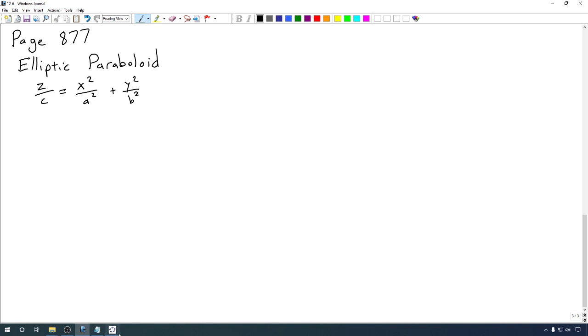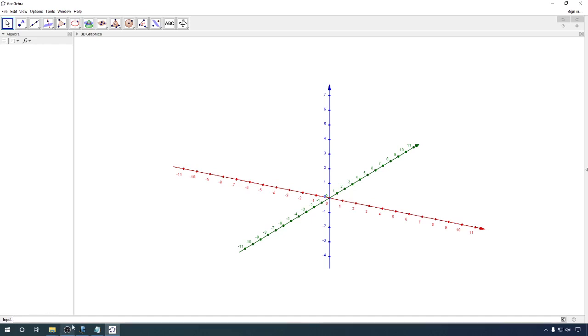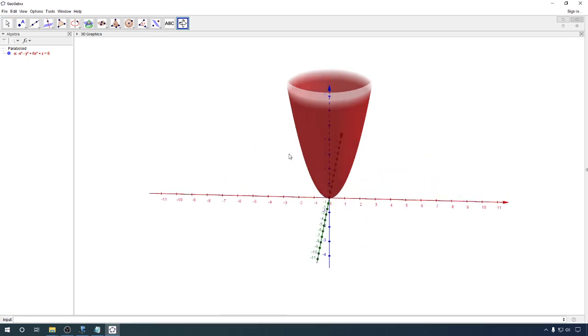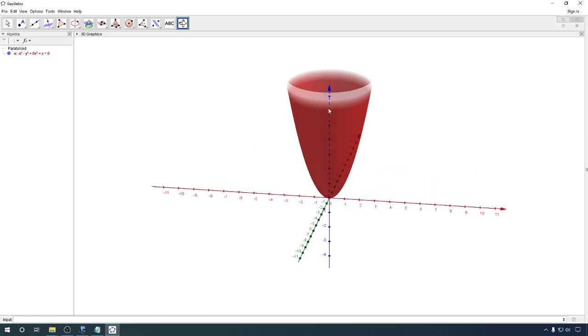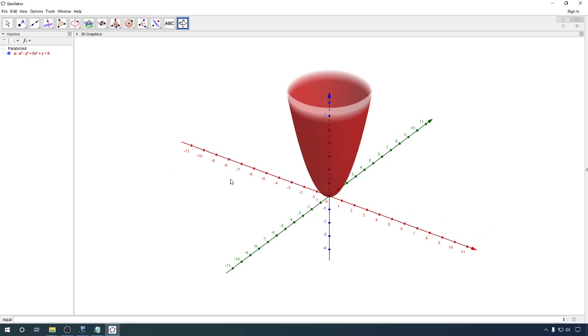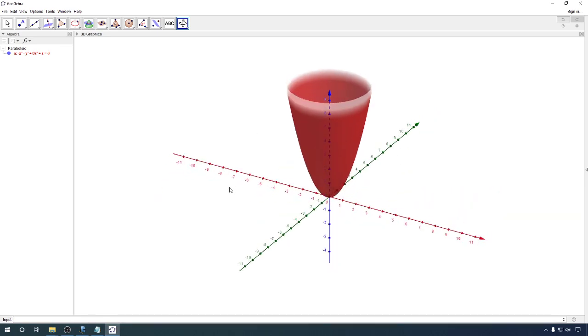So if we want to graph something like that, let's just make a, b, and c all equal to 1. So z equals x squared plus y squared, and we get a surface like this. Now in this particular case, we let a and b be the same thing. We made them both 1. So sometimes instead of calling this an elliptic paraboloid, we shorten this to just paraboloid. In fact, this is going to be a pretty frequent surface that we use when we get to integration, mostly because it's nice and rotationally symmetric.